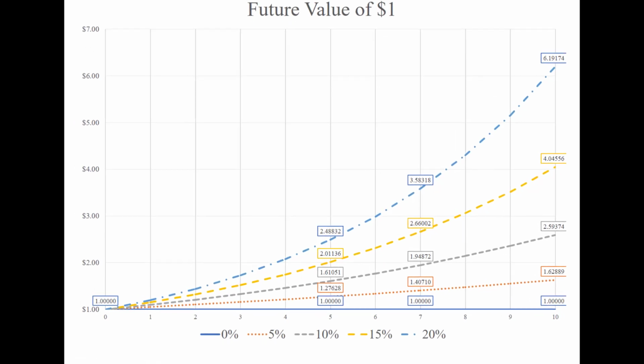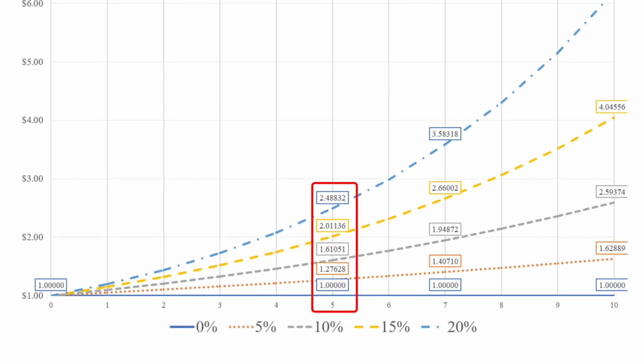So for example, if we look at 5 years, and we have different interest rates of 0%, which is that bottom solid line, all the way up to 20%, which is the two dashes and a dot line at the top. And if we wanted to save $1 today, we'll see the future value on the left-hand or y-axis, and the number of years on the x-axis.